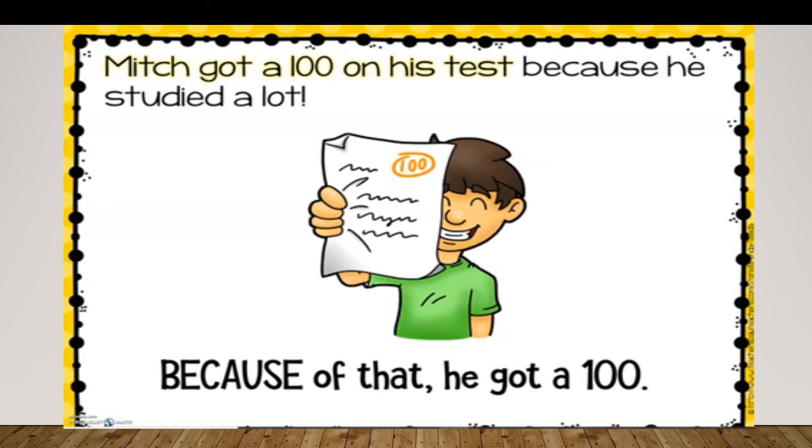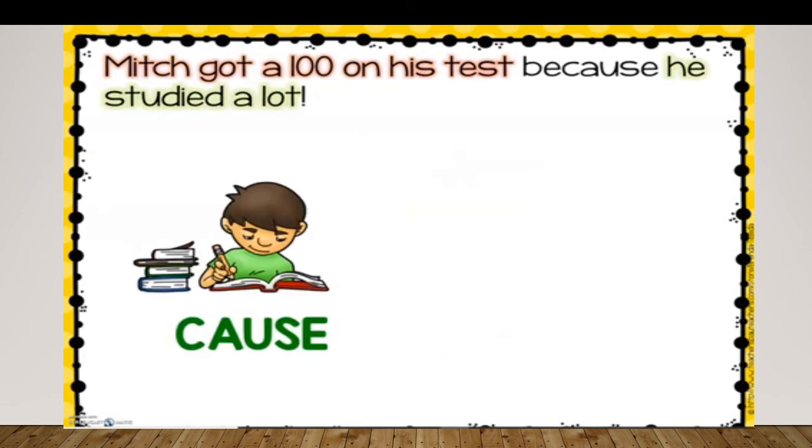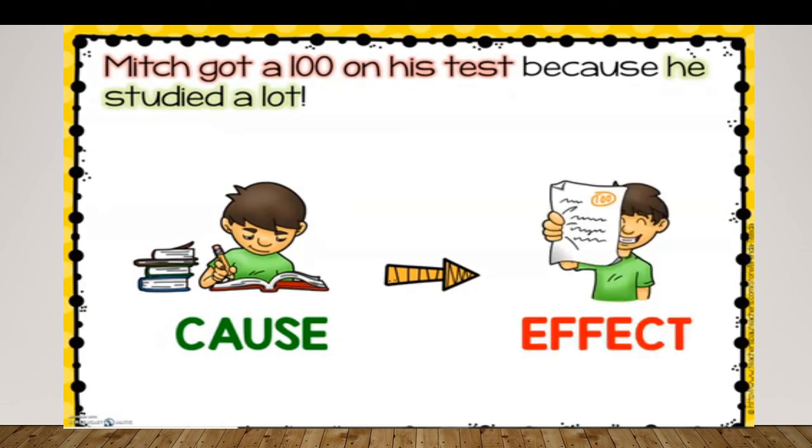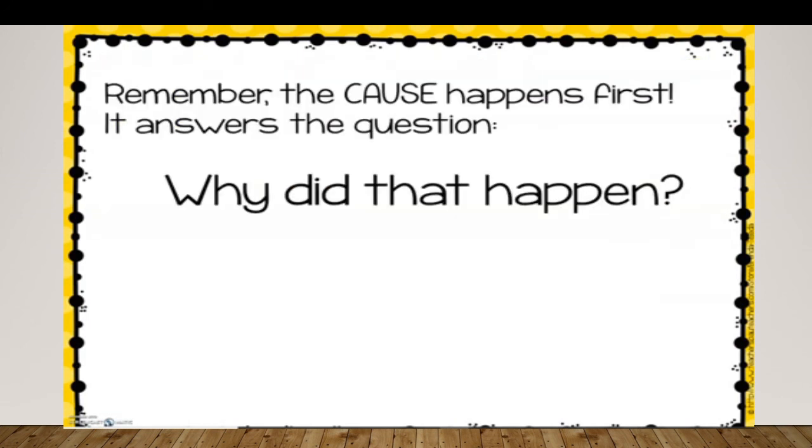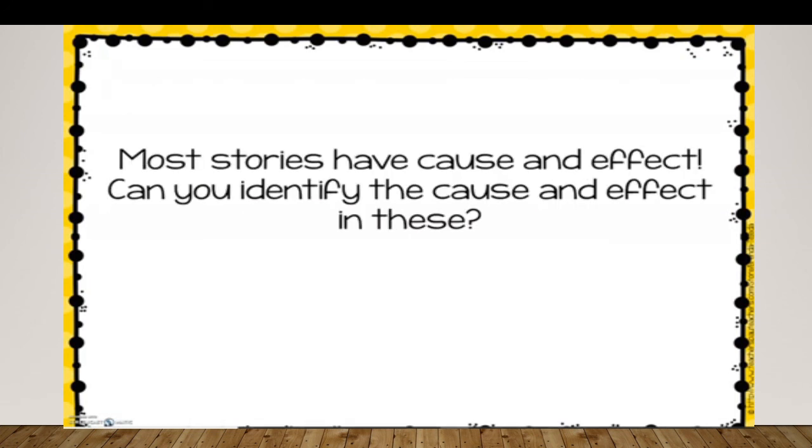Which happened first? He studied. So that's the cause in the sentence. And the effect, what happens after he studied? He got full marks. Can you see? First he studied, then he got full marks. So remember, the cause happens first. And it answers the question why something happened.